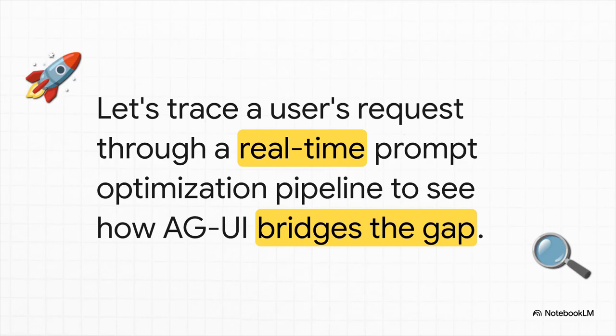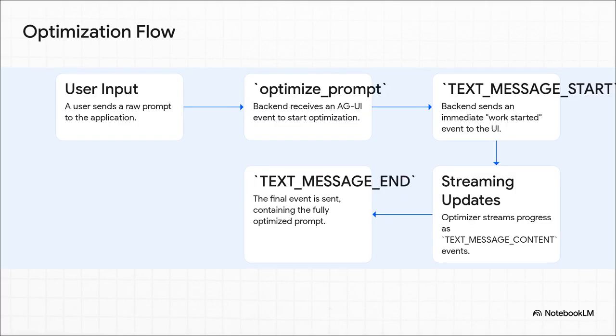From the moment it leaves the UI, goes all the way to a backend service called a prompt optimizer, and then comes all the way back. This is going to show you exactly how AGUI takes that black box we were just talking about and turns it into a totally transparent glass box. All right, let's walk through this step by step.